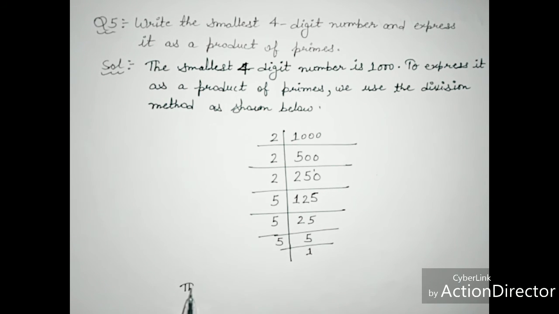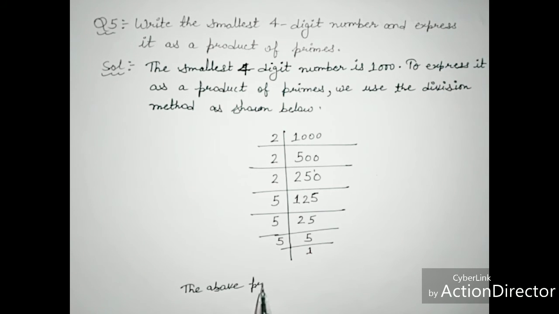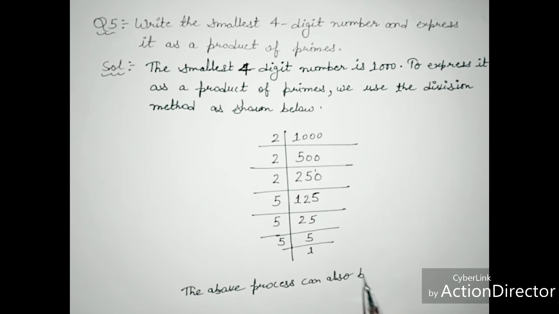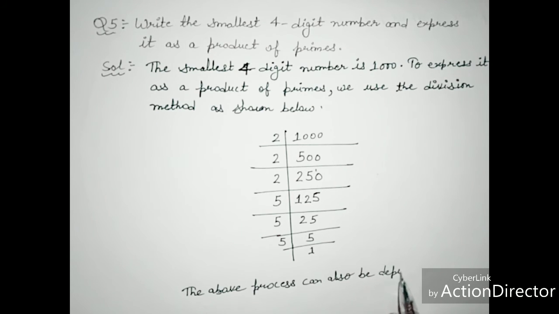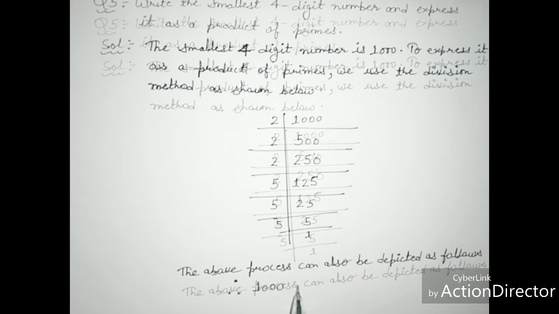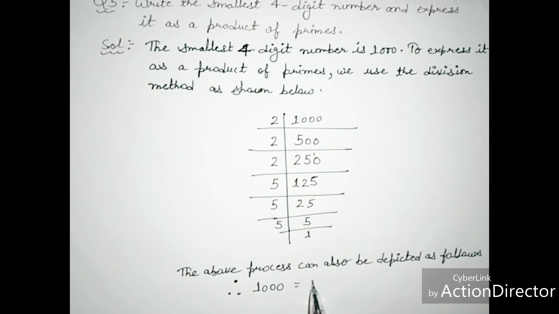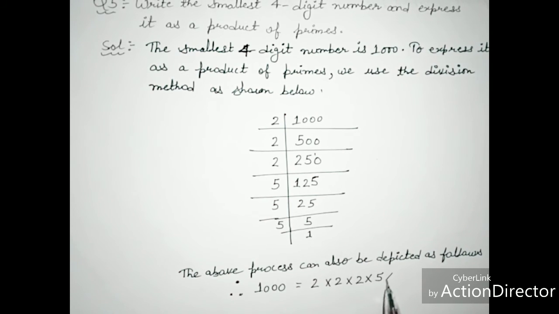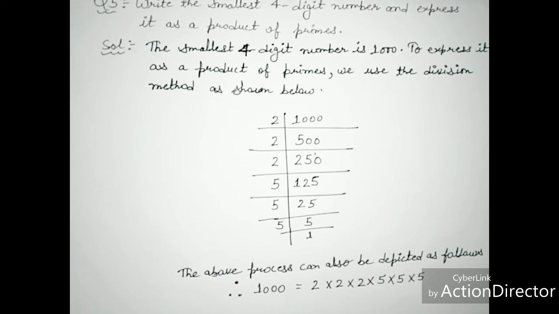So the above process can also be depicted as follows: 1000 equals 2 multiply by 2 multiply by 2 and 5 into 5 into 5.